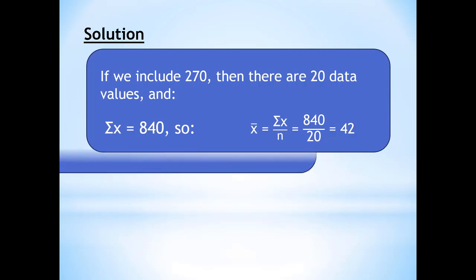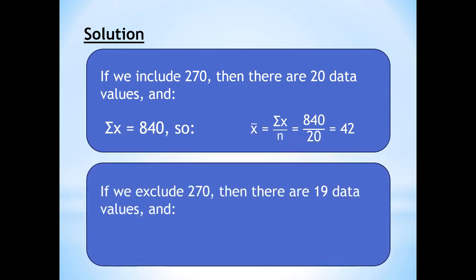Now if we exclude the 270, when we add up the data values, they no longer add up to 840, they add up to 570. So when I go to calculate the mean, I only have 570, and now it's divided by 19, because since we excluded the value 270, there weren't 20 values, there were only 19. And if you do 570 divided by 19, you get 30. So if we include 270, the average is 42. If we exclude the 270, then the average is 30.